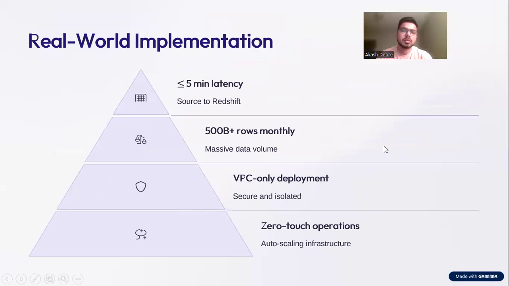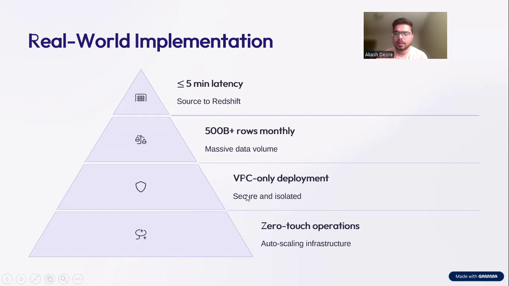Now, next is real world implementations of this architecture. So what does this look like in production? As we are utilizing AWS infrastructure and serverless services, latency is really low in this case. Source to dashboard is in a few minutes, we can say less than 5 minutes latency. Then the throughput is 500 billion plus rows monthly, which is massive data, replicated across all customers.